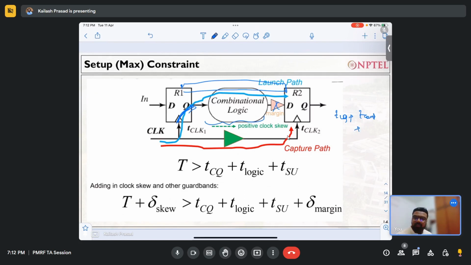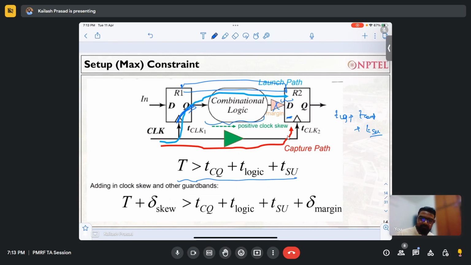Okay, and the third thing is it should have at least how much time, that is the setup time of this particular flip flop. That is t_su, right? So please understand, whenever we are defining this equation and I'm talking about the setup time, I'm actually talking about the setup time of the second flip flop, not the first one. For the first flip flop, I'm taking t clock to q, there is the delay of the combinational circuit, and for the second flip flop, I am taking the setup time, right? This concept should be absolutely clear to you. The timing should be greater than t_cq plus t_logic plus t_setup. Is that clear?